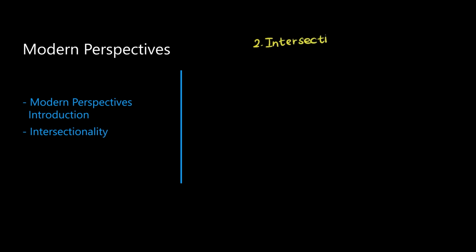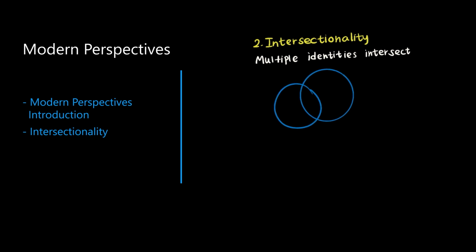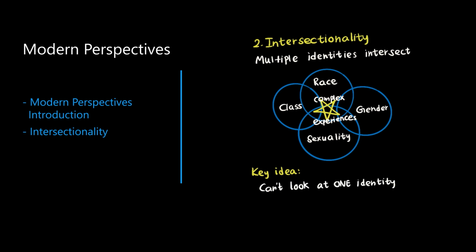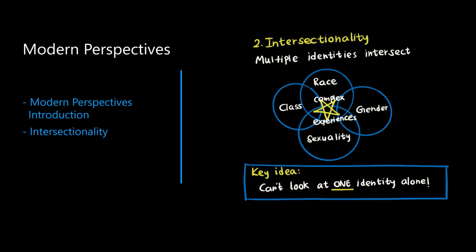Intersectionality is another crucial modern perspective. It recognizes that people have multiple social identities, like race, class, gender, and sexuality, and these identities interact in complex ways to shape experiences of privilege and oppression. Someone isn't just a woman or just black or just working class. They're all of these things simultaneously, and their experiences can't be understood by looking at just one identity at a time.